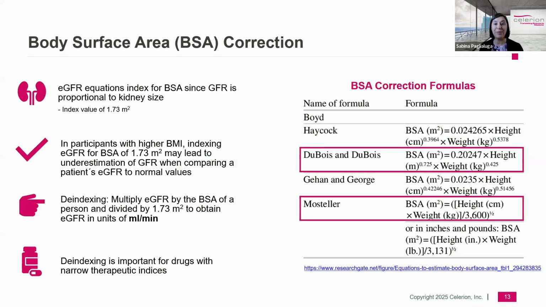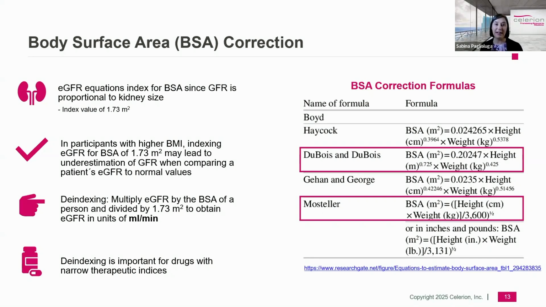When we were reviewing the formulas, you may have noticed that the eGFR was all indexed to 1.73 meters squared, and that's for a body surface area correction. Now, this value actually comes from the 1920s and is based off a small cohort of white American 25-year-old men. However, since then, the average weight and height of people in the US have increased. So indexing to 1.73 meters squared in participants with a higher BMI can actually underestimate GFR.